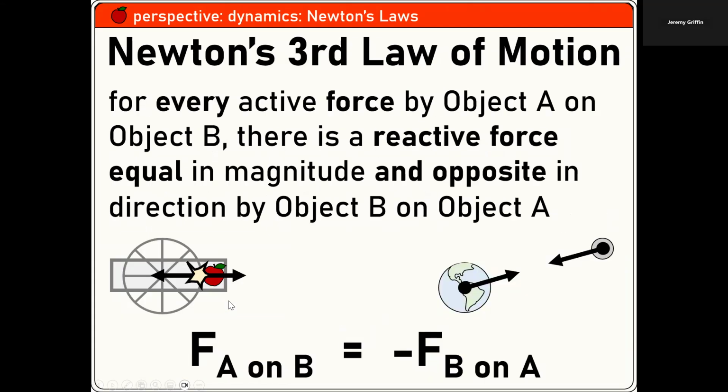Okay, Newton's third law. Ooh. Okay, so this is the equal and opposite rule. Right. So for every active force by object A on object B, there's a reactive force equal in magnitude, opposite direction by object B, back on object A. So whenever you have two objects interacting, they're either pushing on each other or they're pulling on each other. Because that's what a force is, right? It's just a push or a pull.